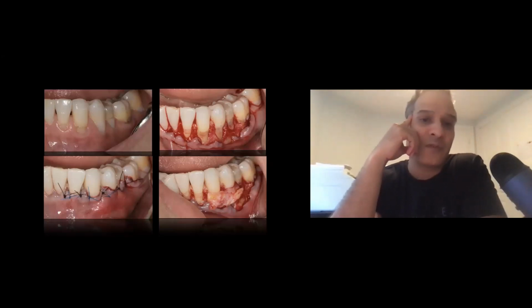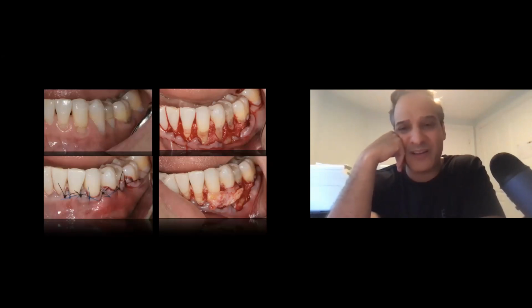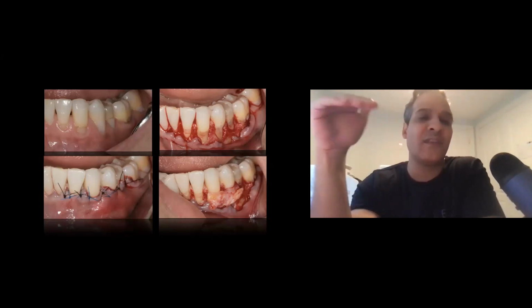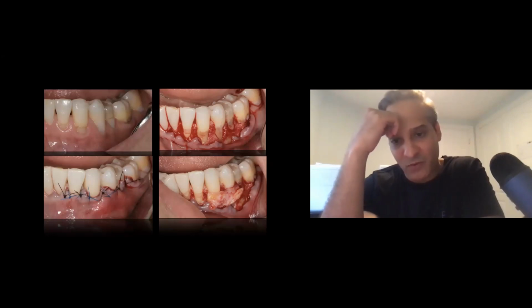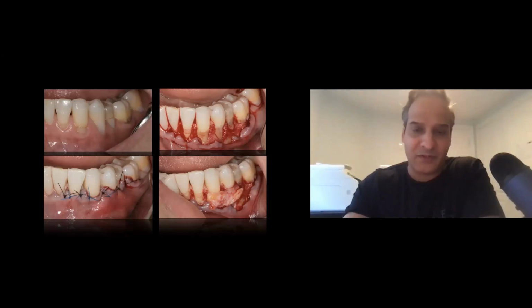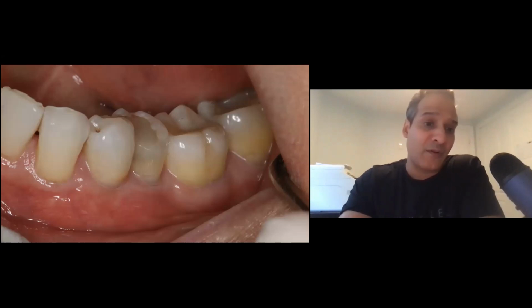So in this case, in order to fix this, we created a flap. Usually I do flaps when I have to access the bone or do something to the root surface, because although I love tunneling, it's harder to gain access to the bone with it. So here we removed some of the restorations, usually to the level where I think I'm going to get the tissue. We put a connective tissue graft over the site and then coronally positioned the flap. And this is how it all healed up and matured.